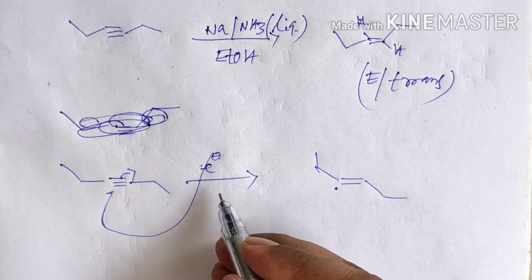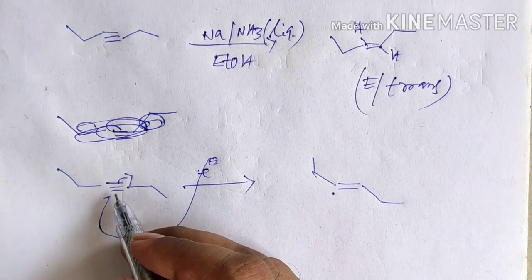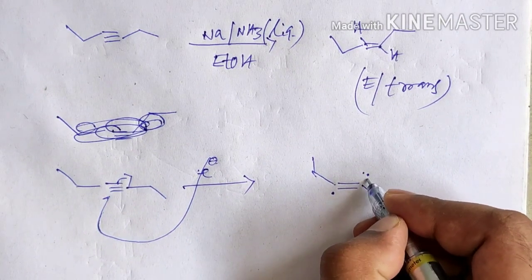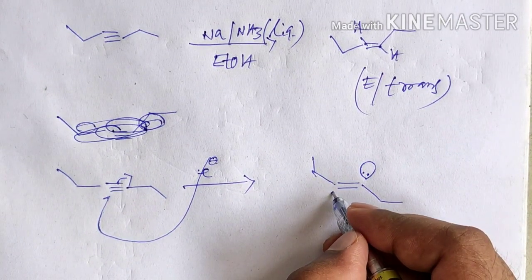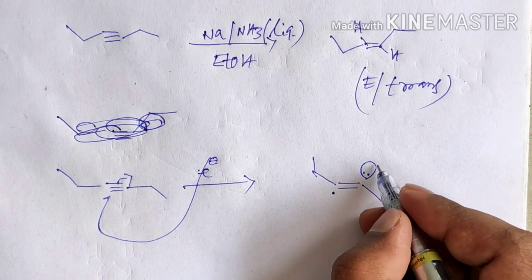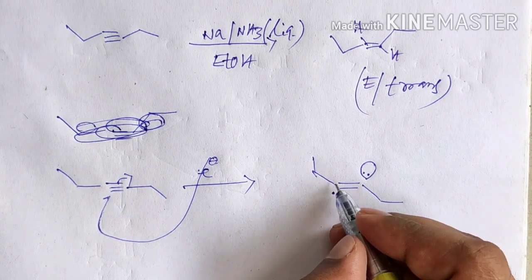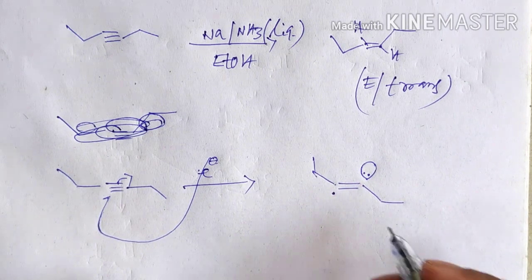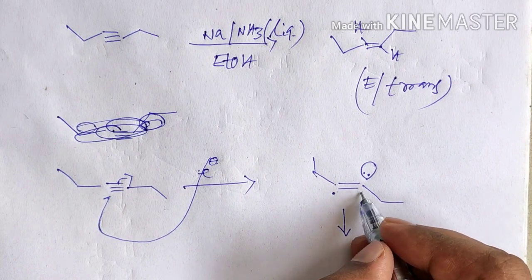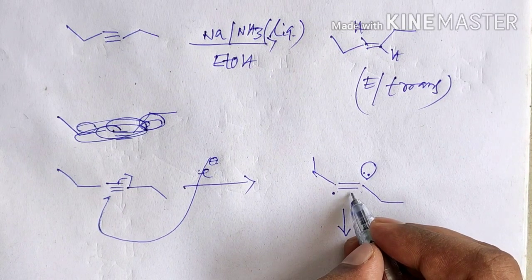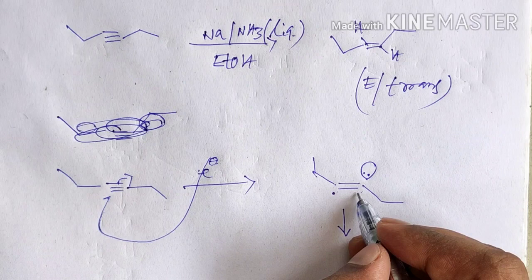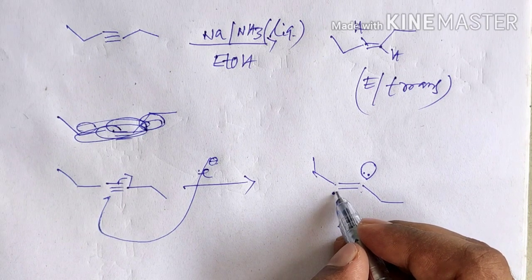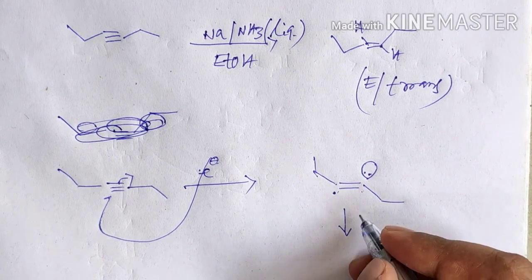Now the question is the orientation of the generated radical anion. It will be trans to each other, since this is one electron and this anion contains two electrons. Due to electronic repulsion, they orient in the anti fashion. If they are in cis orientation, then there will be electronic repulsion between the radical and the anion. So to reduce this electronic repulsion, they orient themselves in the anti fashion.